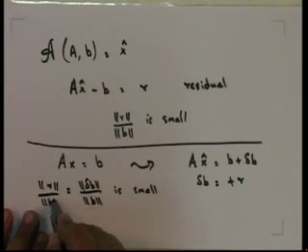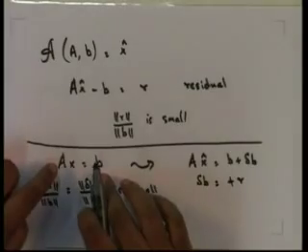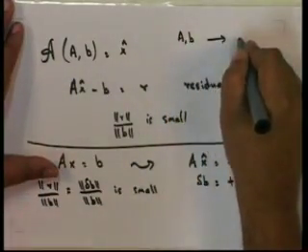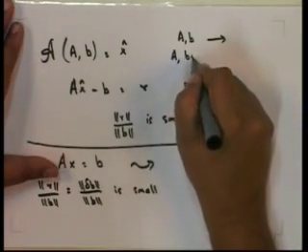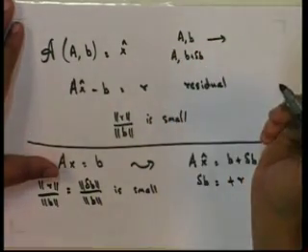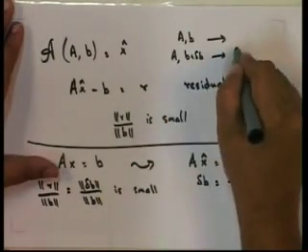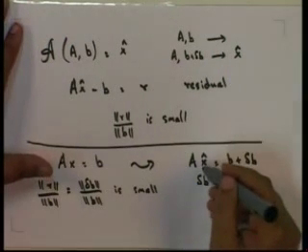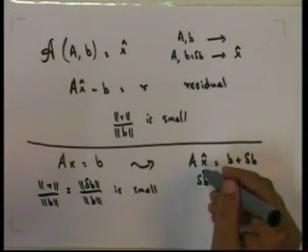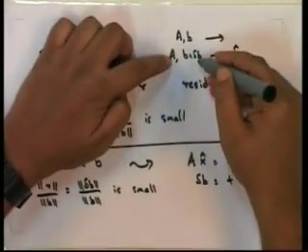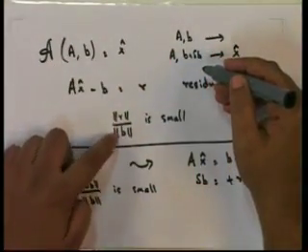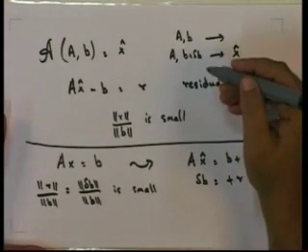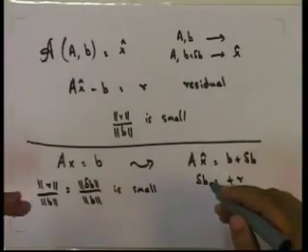The original problem was given A and B, you wanted to find X. You look at the new problem A and B plus delta B. This is a nearby problem. And what is the actual solution of this? It's exactly X hat. So, the answer that you got is the exact solution of a nearby problem. And why is this a nearby problem? Essentially because the residual is small, so R by B is small. Therefore, the algorithm you have used is a backward stable algorithm.